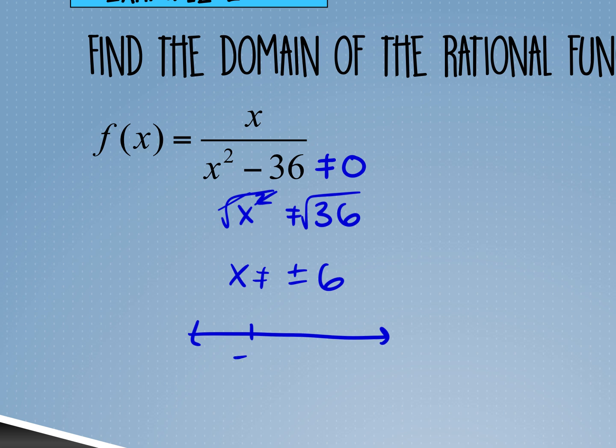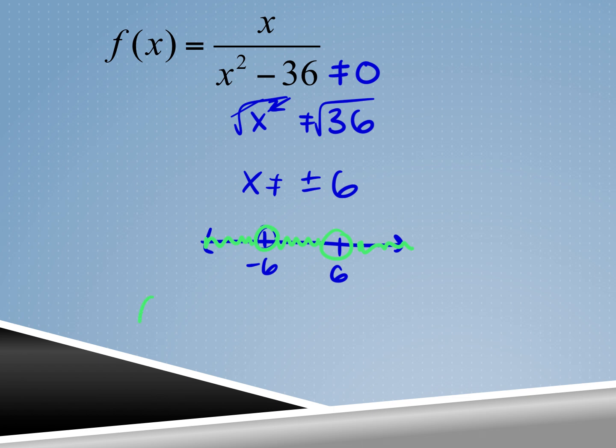But if I put these on a number line to help with our interval notation, I'd have a hole at negative 6 and a hole at 6, but it's everything before, in between, and after. So how would we say this in interval notation? Negative infinity to negative 6. What would come next? Negative 6 to 6, and then 6 to infinity. Awesome.